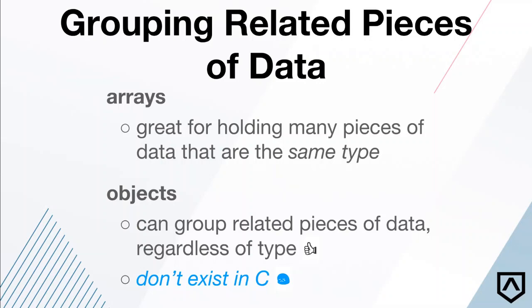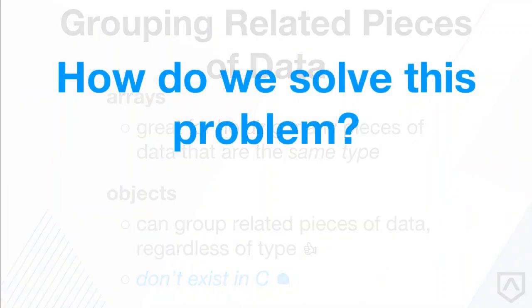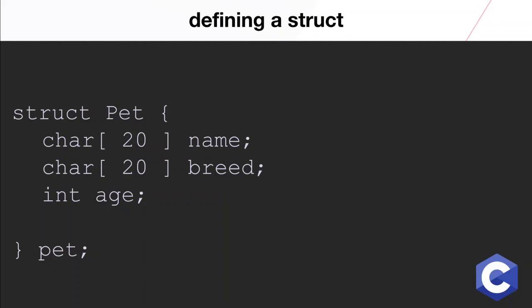How do we represent these more complex ideas that need multiple types for us to really accurately describe and model them? So how do we solve this problem? What is it that we use? In C, we use something called a struct, which is short for structure. So let's take a look at what that looks like.